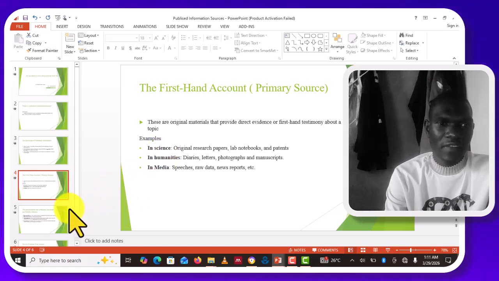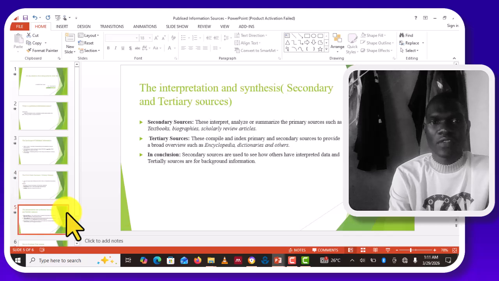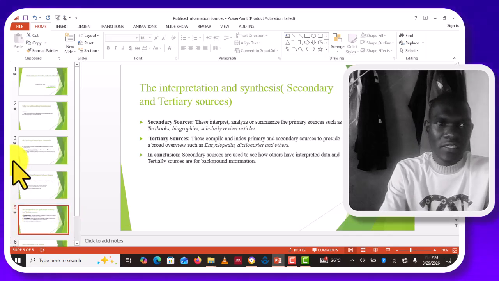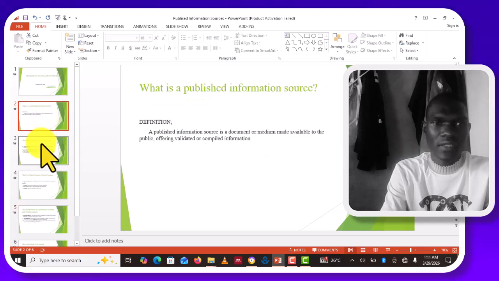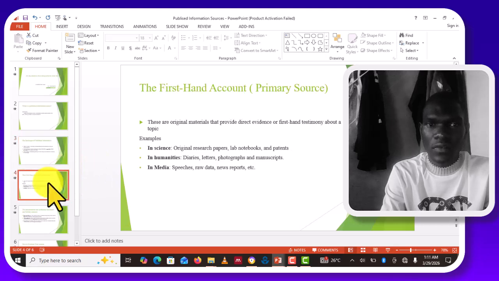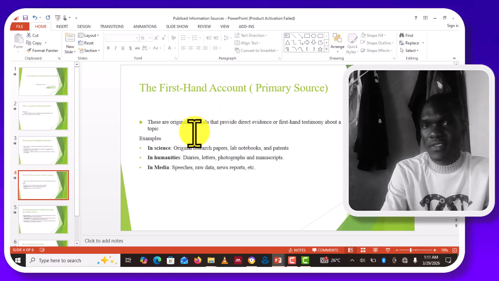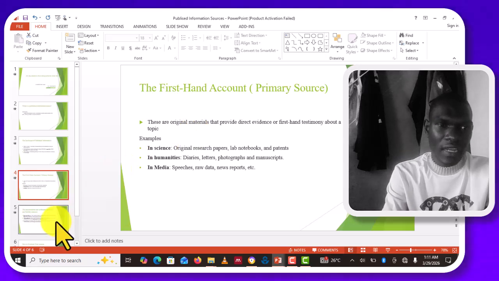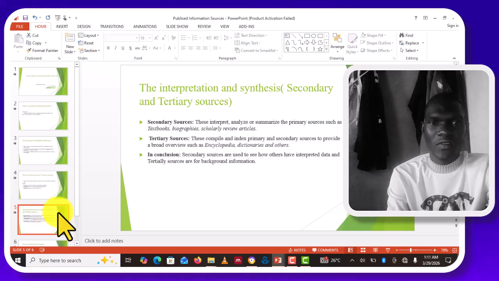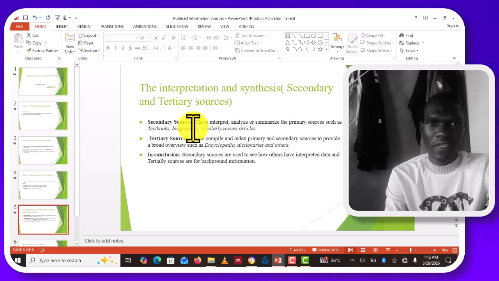So in slide 5, we have the interpretation and the synthesis. That's the secondary and the tertiary sources. Remember, in slide 3 we looked at the landscape. In slide 4 we looked at the primary source and defined it as the original materials that provide direct evidence or first-hand testimony about a topic. And here in slide 5 we are now looking at the secondary and the tertiary sources. So let's look at them and define them.